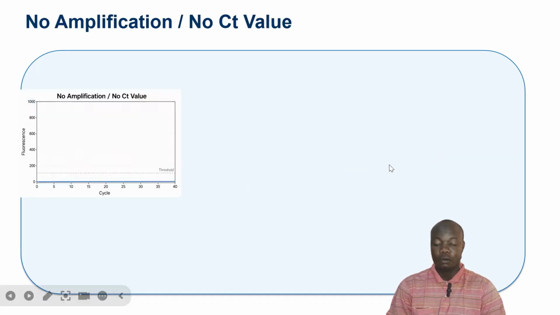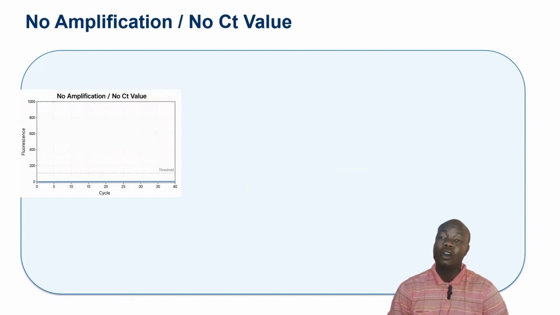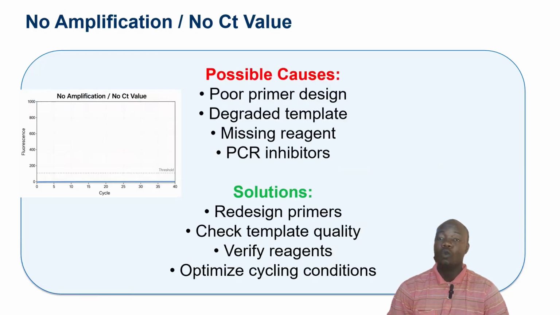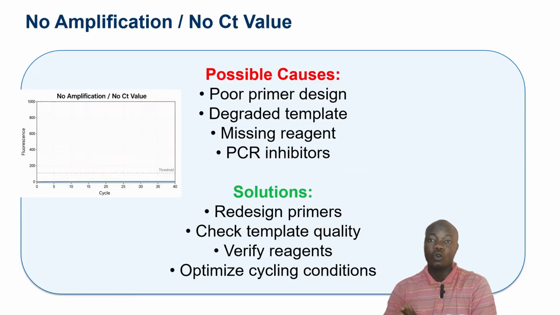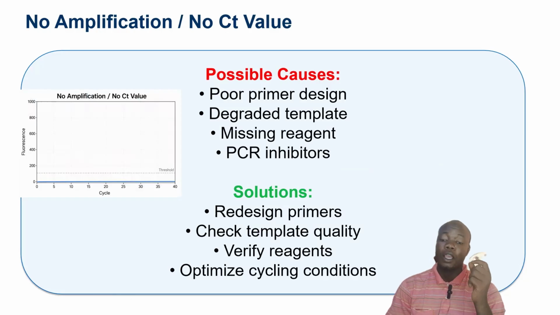So first, ladies and gentlemen, sometimes when you carry out your qPCR analysis, you can encounter a problem like no amplification or no CT values at all. So what does that mean? There are some problems that actually lead to that. What are the possible causes of why you have no amplification or CT value at all?